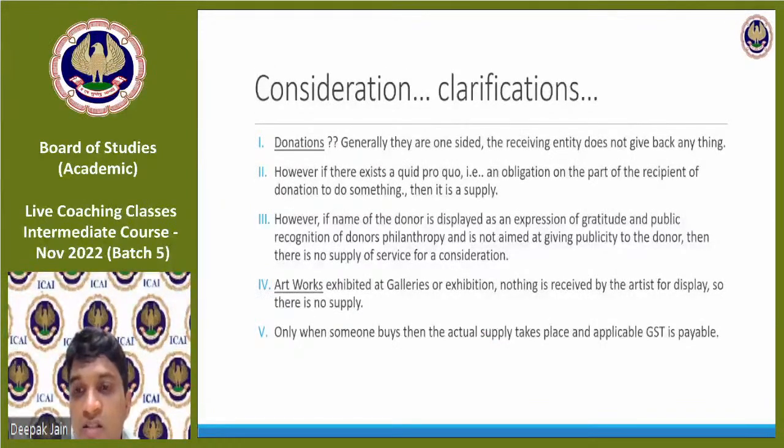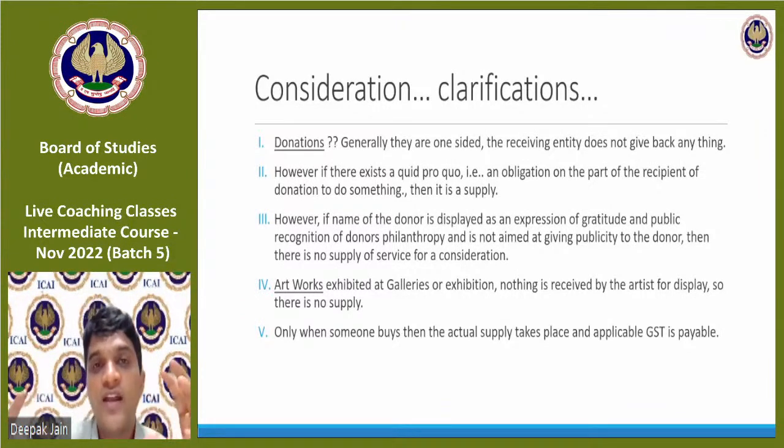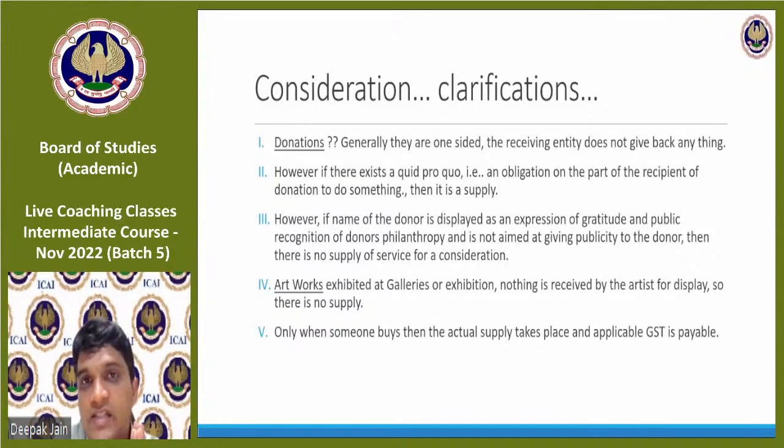Then barter, no consideration, how to calculate the charge in it. In barter, there's no consideration, but the valuation rules will tell that when there is no consideration, then you have to go to the valuation rules. Valuation rules say what is the open market value, which means what is the value of this product had you sold it in the open market. That will be the consideration, that will be the value on which you will pay GST.